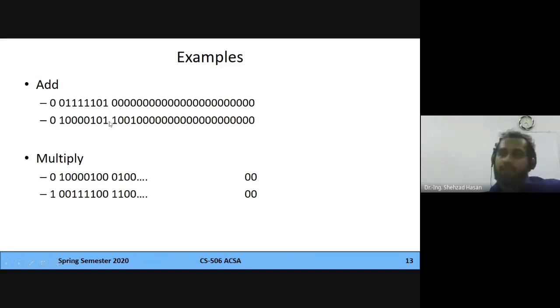So go with the same process and try to add these two numbers and get the results. And this is the multiplication. Again, I've not shown the extra zero. There are many zeros over here. All of them are zeros which are not shown, right? And try to multiply these.